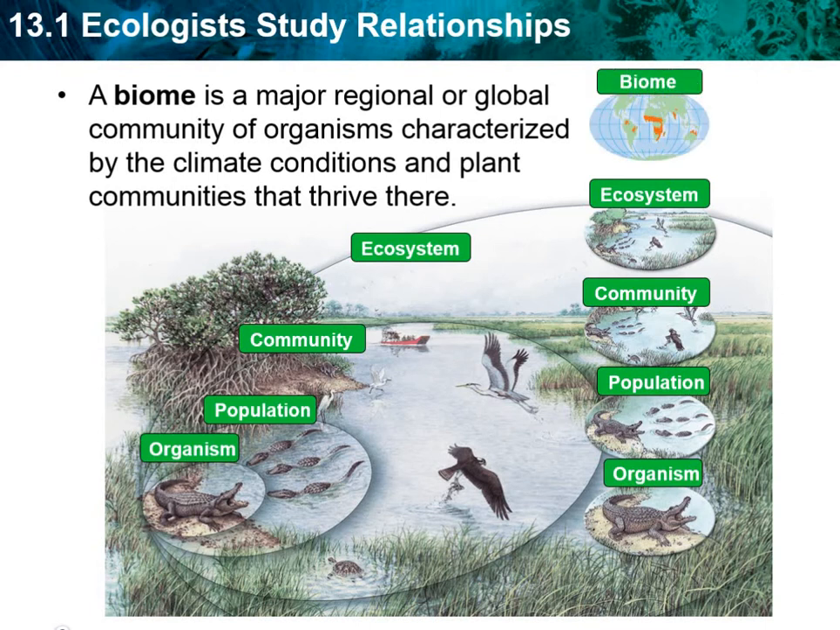And then the final level, which you could go one more past this, which would be the biosphere, but the largest one that we're going to look at is the biome. It's a major regional or global community of organisms characterized by the climate conditions and the plant communities that thrive there. So again, we'll go from largest to smallest: biome, ecosystem, community, population, and organism are the levels of organization in ecology.